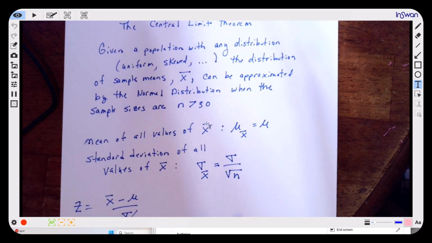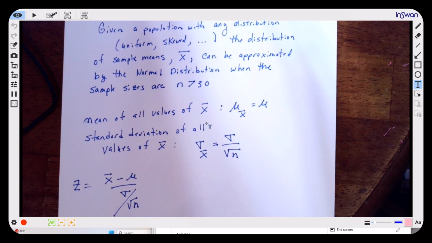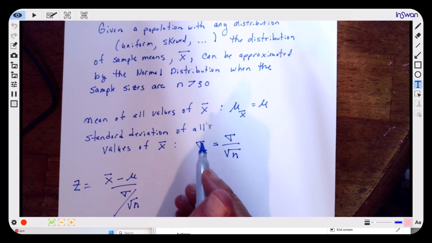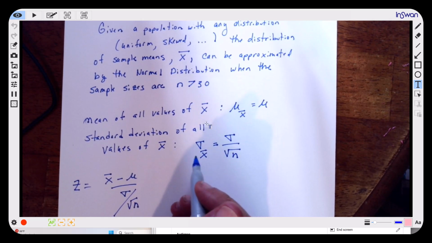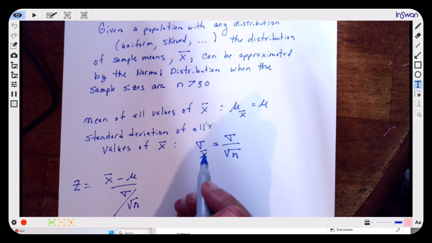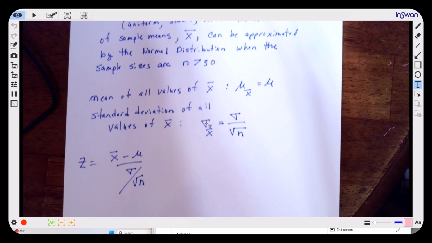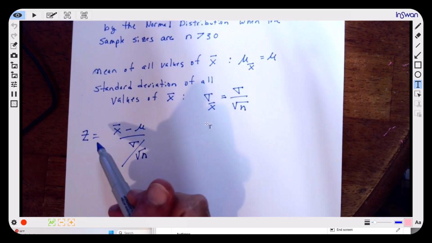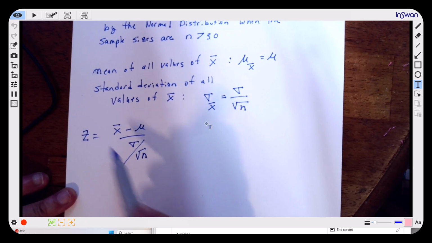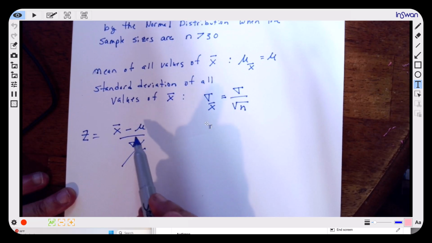The only thing that changes here is your standard deviation. The standard deviation is going to go from simply sigma to sigma divided by the square root of n, and it's denoted sigma sub x bar. So your z-score changes to this. If we're going to use the central limit theorem to approximate a normal distribution, your z-score, instead of x, is going to be x bar minus mu, divided by sigma divided by the square root of n.